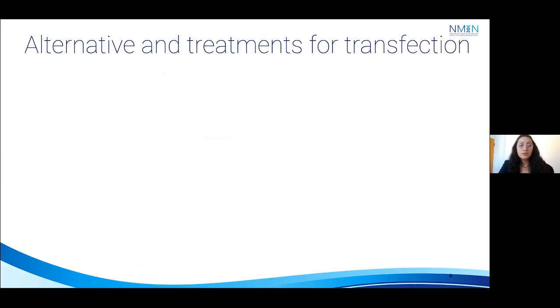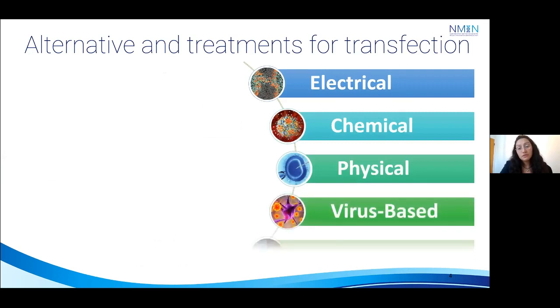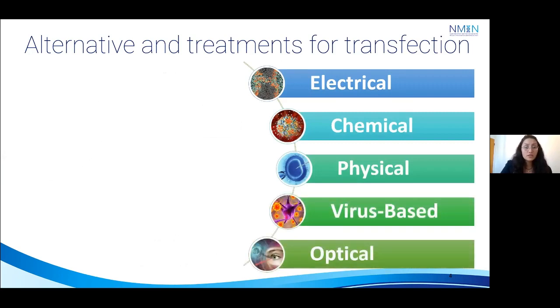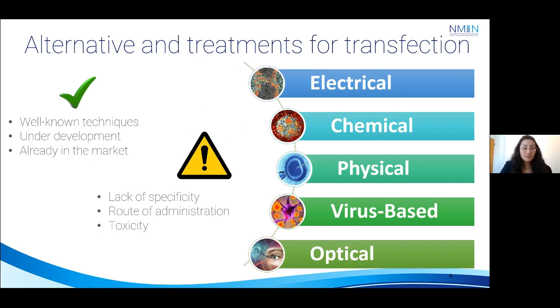There are other types of treatments for transfection under study, and mostly all of them are related to gene therapy under different approaches, such as the electrical approach, the chemical, physical, virus-based, and optical. I'm not going to go into detail on all of them, but I can show you some of the advantages: they are well-known techniques, some of them are under development, and some others are already in the market. On the other side, we also have disadvantages, which are the lack of specificity, the route of administration, toxicity, the persistence of the disease, and also that they are really invasive techniques.